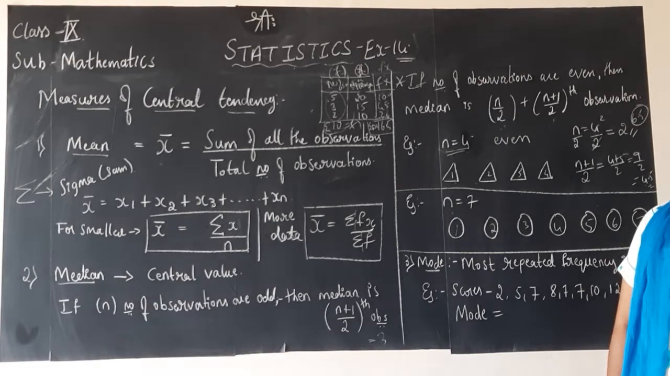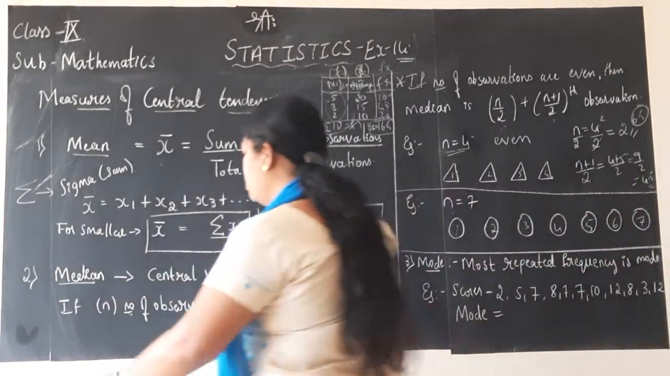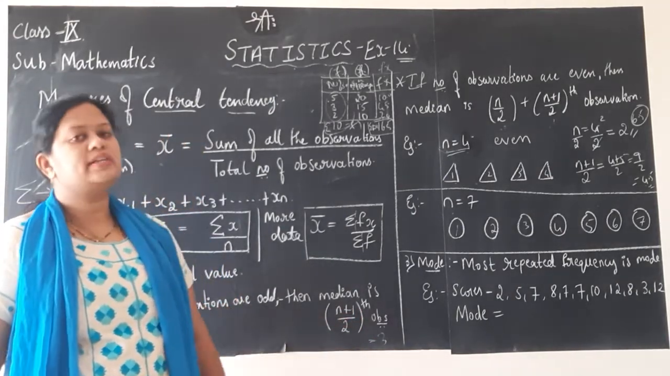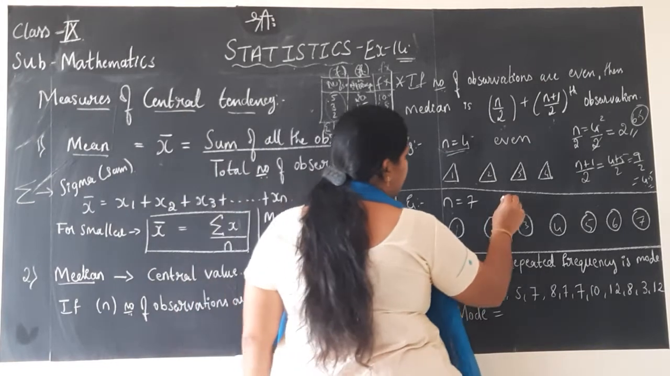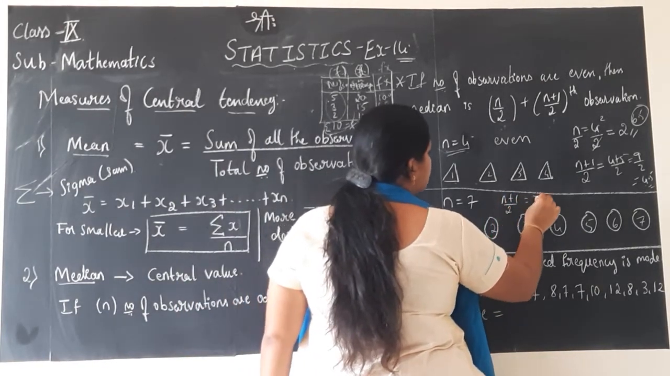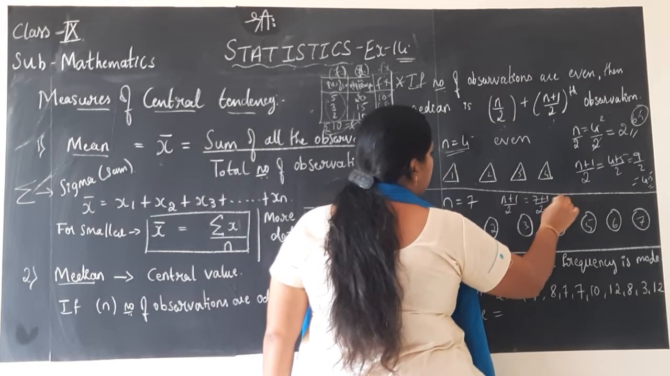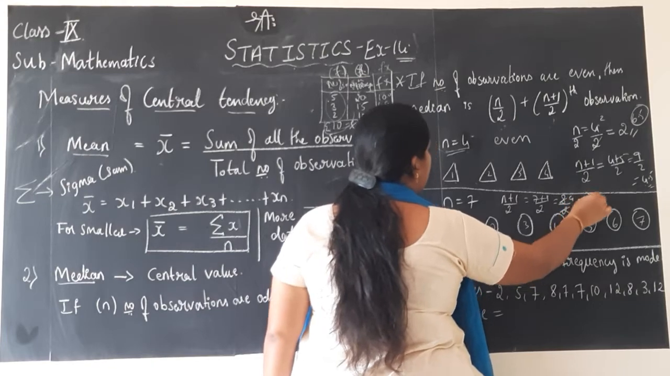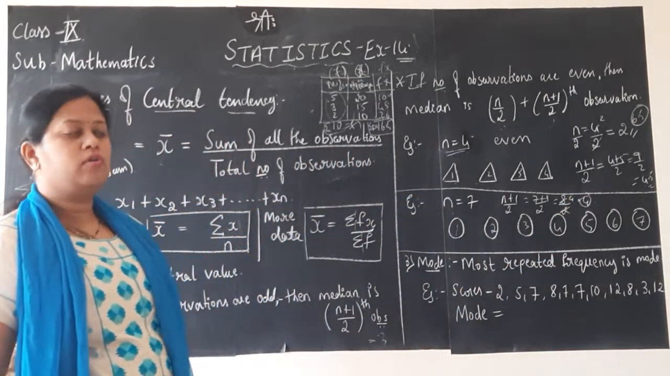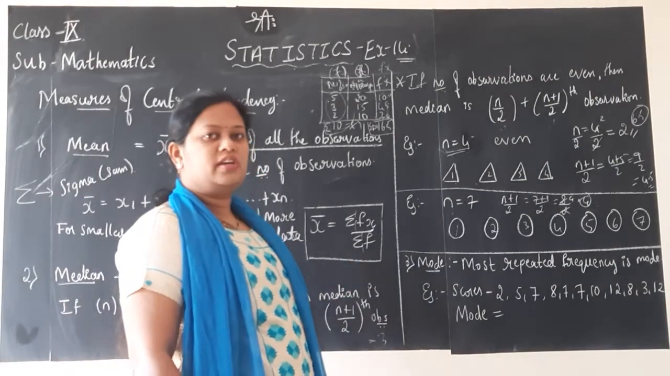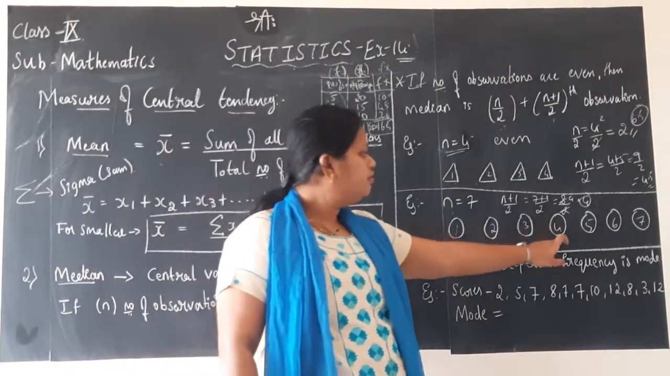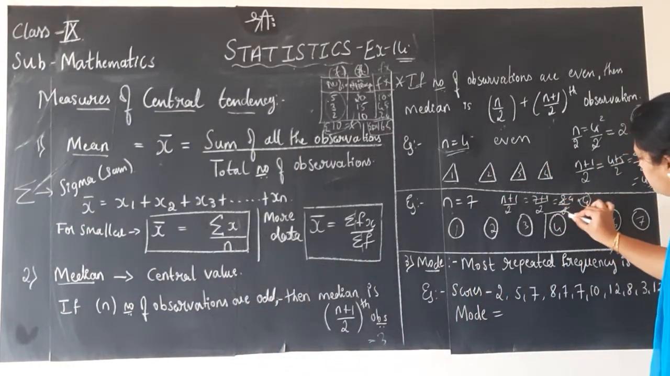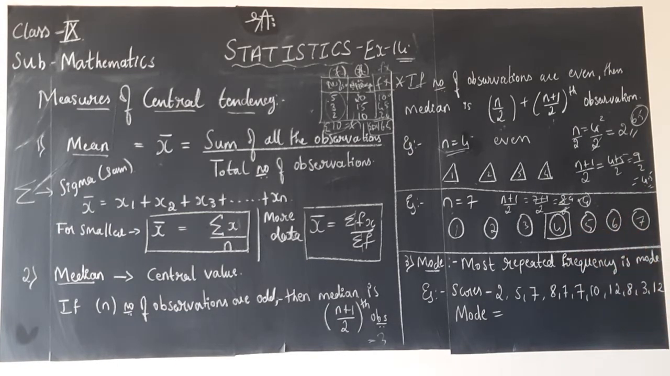7 is an odd number. When the number of observations is odd, you just find the median by doing n plus 1 by 2. What is n? 7. n plus 1 by 2 is 7 plus 1 divided by 2. 7 plus 1 is 8. 8 divided by 2, 2 ones are 2, 2 fours are 8. We got n plus 1 by 2 as 4. Where is the 4th observation? You should search. 1, 2, 3, the 4th observation is this circle. So I will mark this circle. This is the median for this given data.